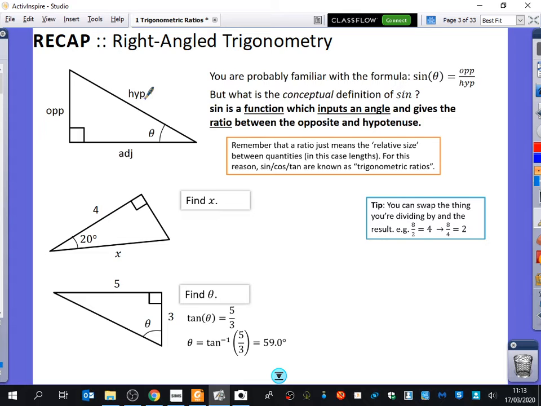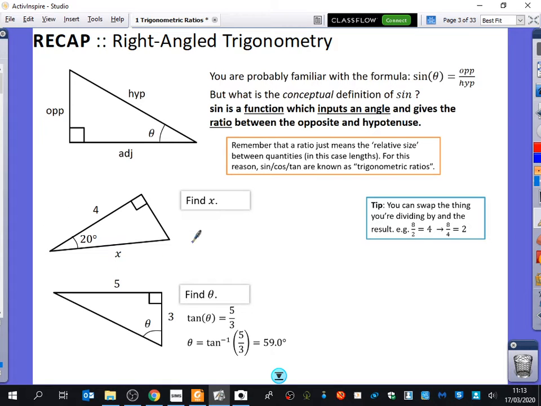So here I've said that a ratio just means the relative size between quantities, in this case the lengths. For this reason, sine, cos and tan are known as trigonometric ratios because they talk about the ratios of the sides of different triangles, okay? So we know how to do these kinds of things already.